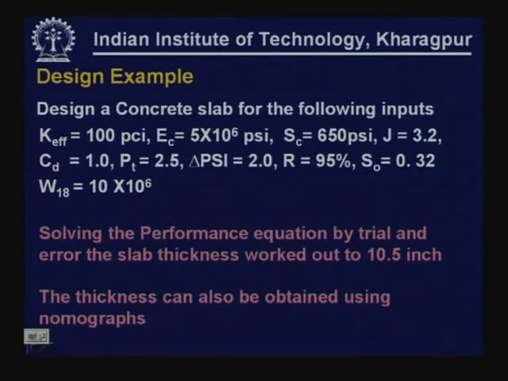Solving the performance equation by trial and error, the slab thickness worked out to be 10.5 inches. The thickness can also be obtained using nomographs.